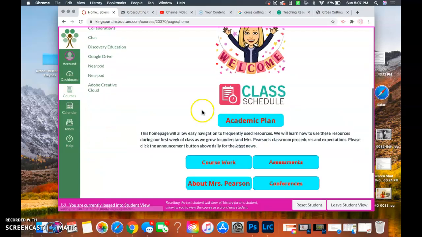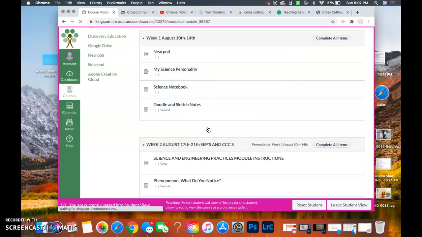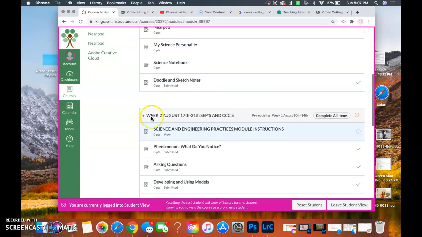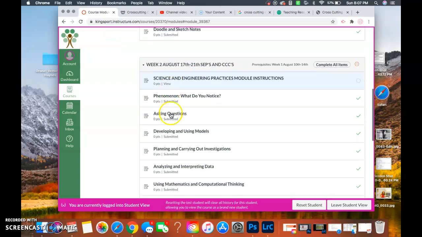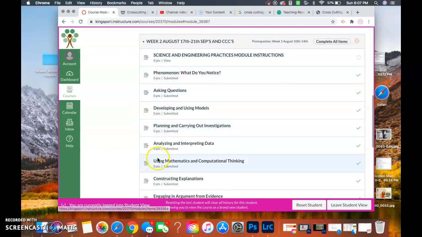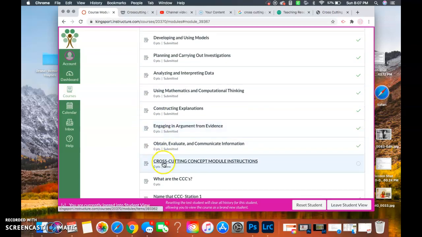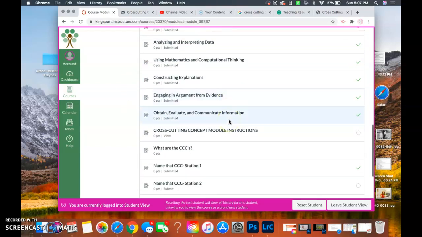When you enter the classroom, you're going to go down to Coursework and you are going to see that for week 2, this week, August the 17th through the 21st, you're going to have to do the Science and Engineering Practices and the CCCs, which are the cross-cutting concepts. Now, I've already made a module for instructions for the SEPs, and you should have already completed those. So now, you should click on the concept module instructions, and when you do, you're going to see this video.